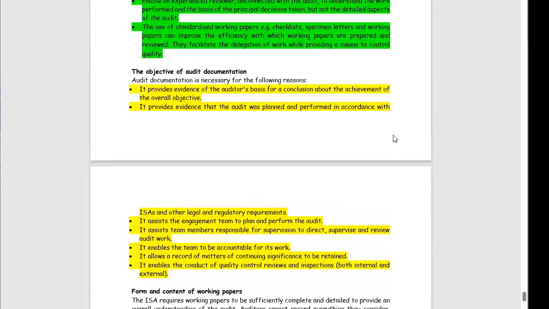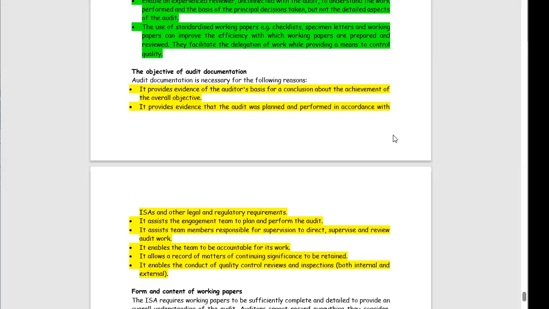So why is the standard very important when it comes to the performance of the audit? So what are the objectives of audit documentation? Audit documentation is necessary for the following reasons. One, it provides evidence of the auditor's basis for the conclusion about the achievement of the overall objectives. Two, it provides evidence that the audit was planned and performed in accordance with the ISAs and other legal and regulatory requirements. The next, it assists the engagement team to plan and perform the audit.